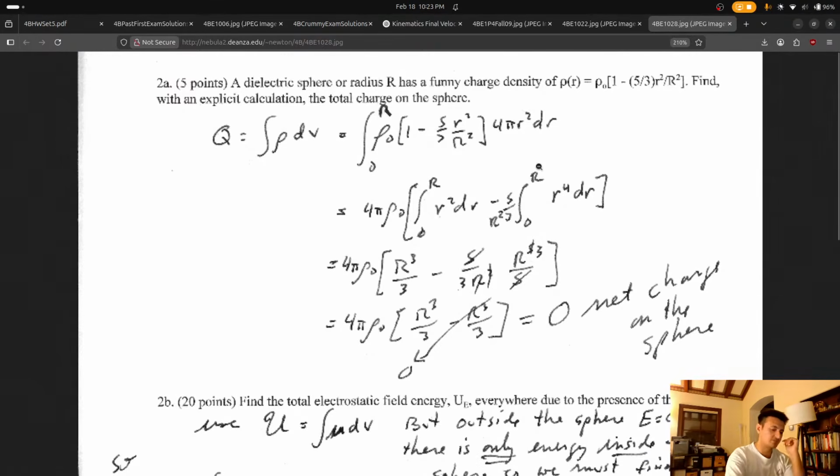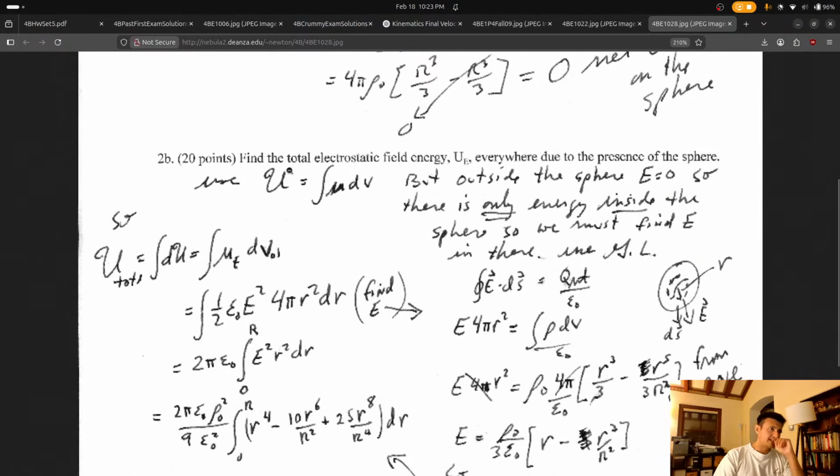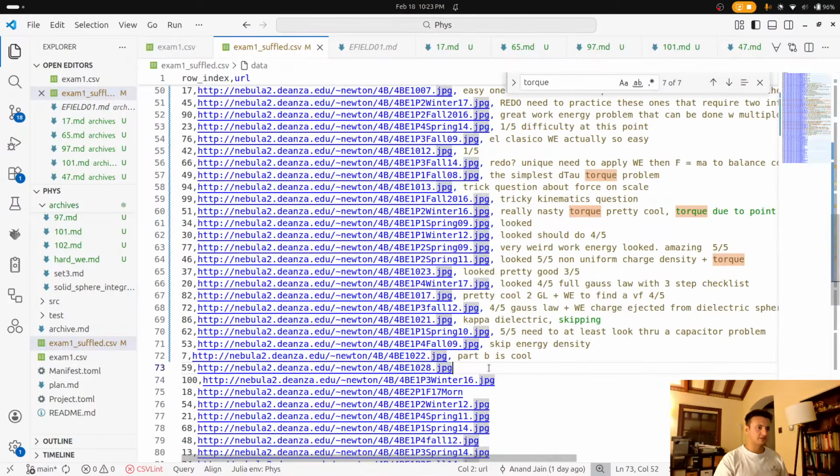Okay, so just remember that you have to integrate rho of r d vol, which is going to be 4 pi r squared, or the integral of 4 pi r squared rho of r dr. So he plugs this in here. We just got to remember that for a shell, you're integrating an r dr. Okay, find the total electrostatic field energy everywhere due to the presence of the sphere. Okay, we're not doing this. Skipped part B because of energy density.